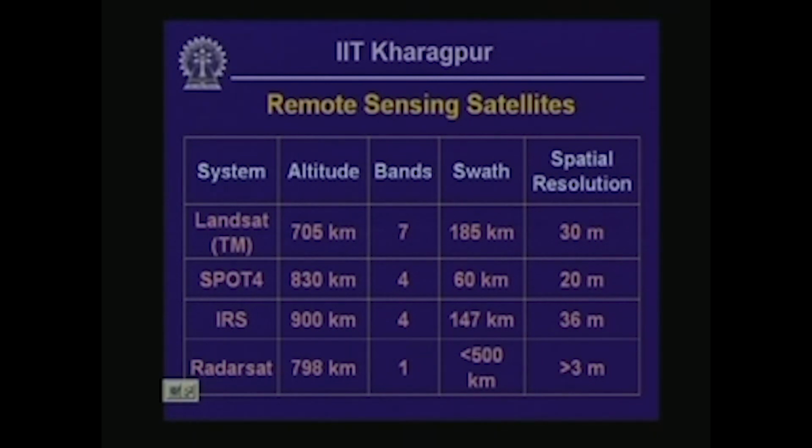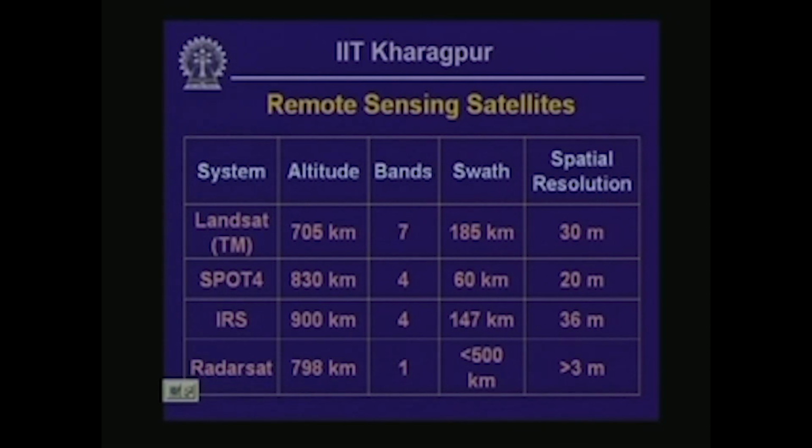Okay. Now, this slide summarizes the characteristics of the different satellites that are used for getting remote sensing images. At the top is the Landsat thematic mapper. You can see that the altitude of this particular satellite is about 705 kilometers. The number of bands obtained from this platform is 7. The swath width of this satellite is 185 kilometers, and the spatial resolution is 30 meters.